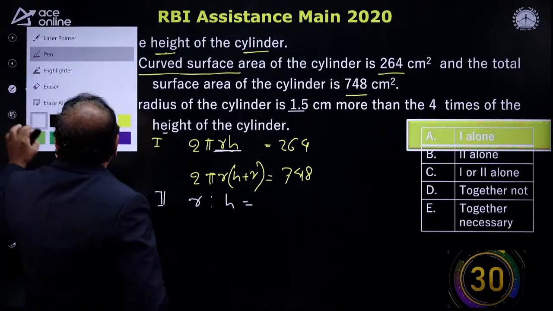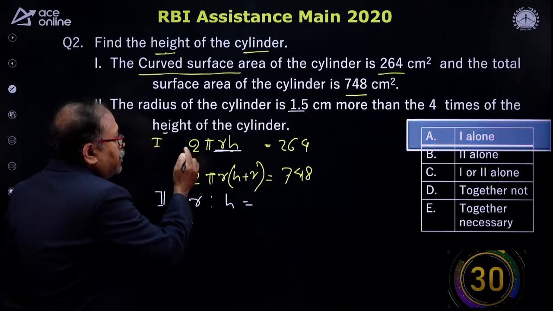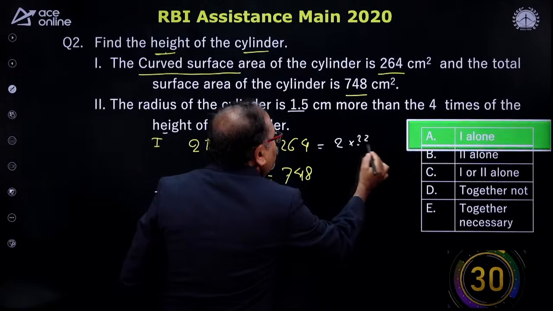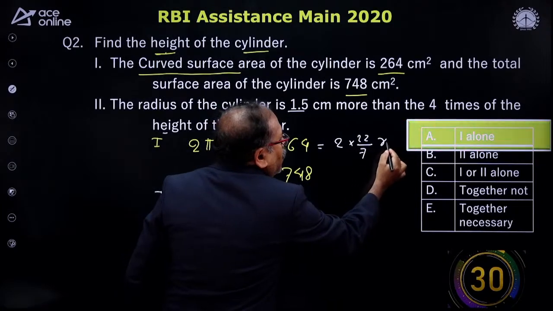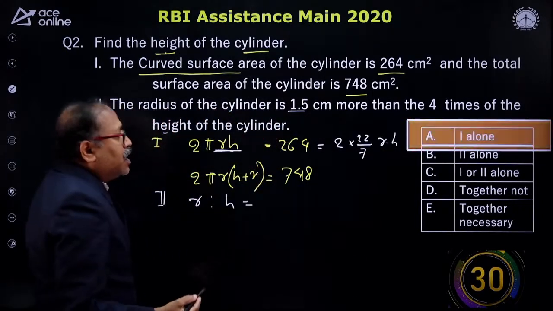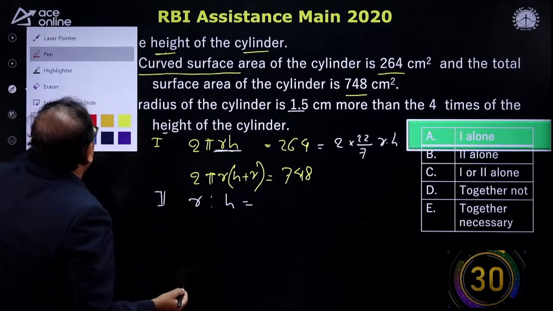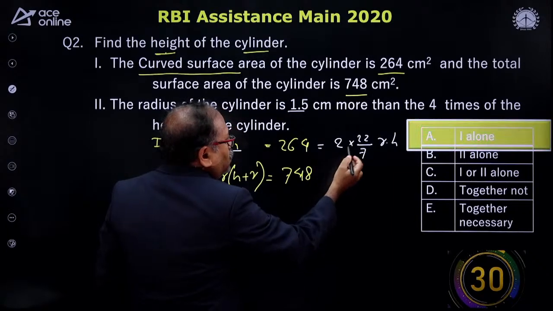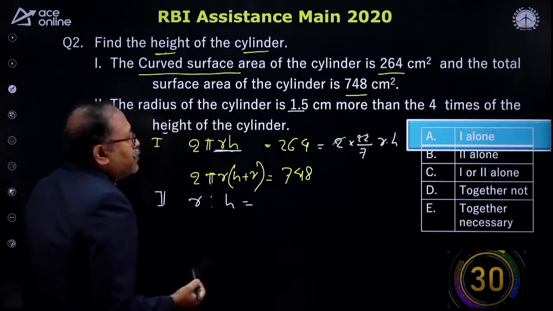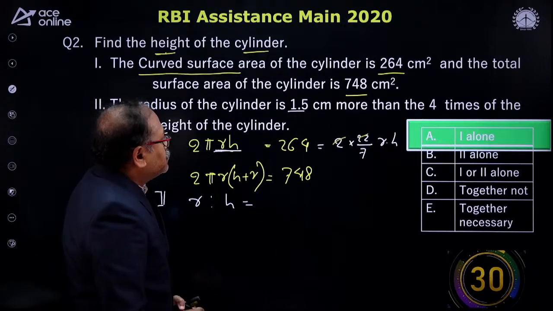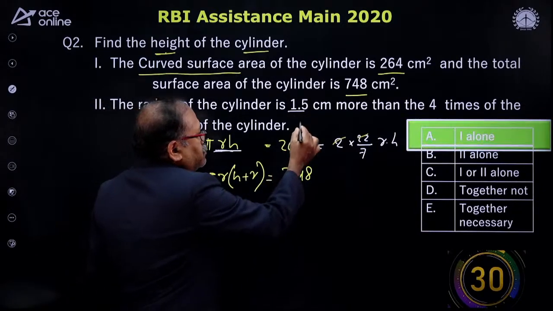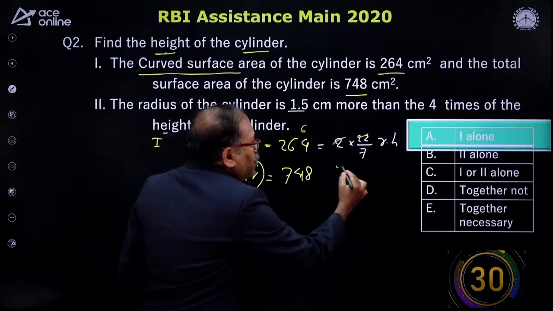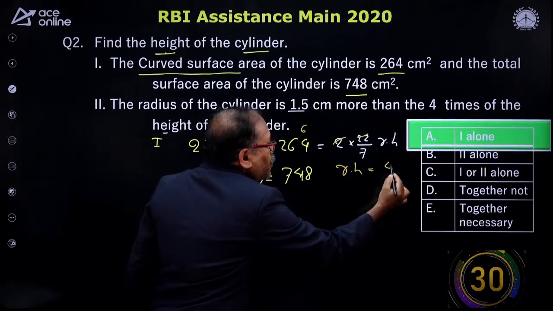Because you noticed here that this is nothing but 2 into 22 by 7 into R into H. So will I get the R into H value? How much value will I get for R into H? When I cancel this part over here, it gets cancelled by 44. By 44, how many times will it get cancelled? That is 6 times. 6 fours are 24, and 6 sevens are 42. So I got R into H is equal to 42.